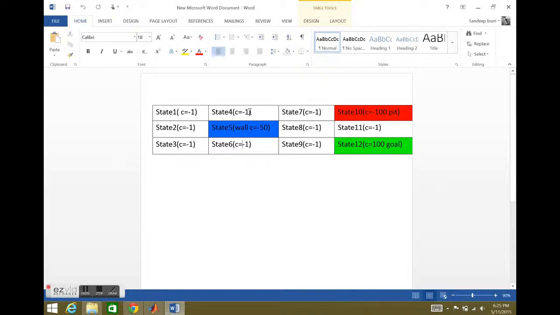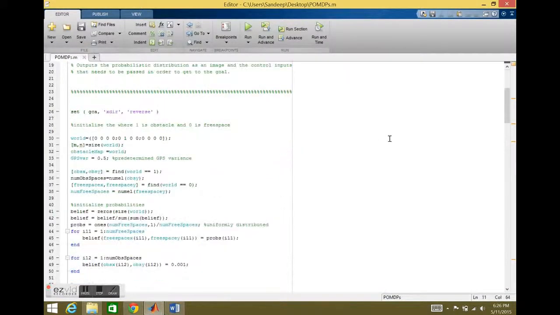So each movement and each state has a cost associated with it. If it's in state 1 or state 4, the cost would be minus 1 because it's not at the goal position. Reaching the goal means it gets a reward of plus 100, falling in the pit means minus 100, and hitting a wall is minus 50. This reward matrix is essentially the cost of all the possible states, and if you put it into a matrix, it's called the reward matrix. Using that reward matrix, I'll propagate the robot forward to reach the goal.